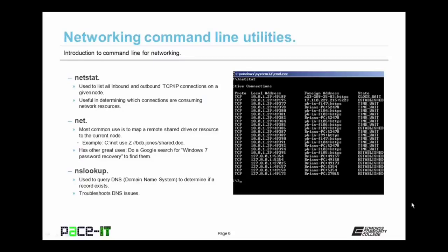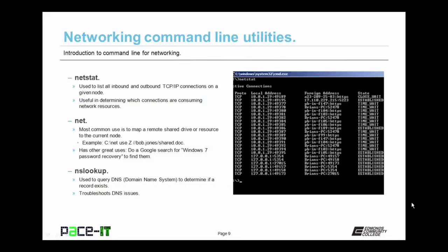The net command is most commonly used to map a remote shared drive or resource to the current node. An example of that, if you wanted to map a network share, would be C:\net use, then a drive letter, and then \\ and then the path to the shared resource. It has some other great uses, and I recommend that you Google Windows 7 password recovery to find one of the great uses for the net command.